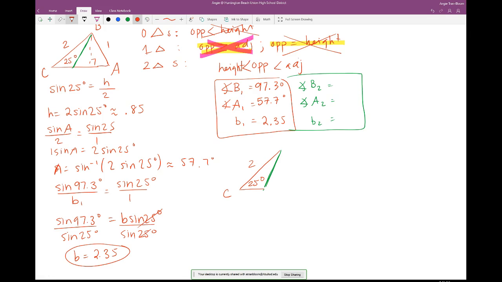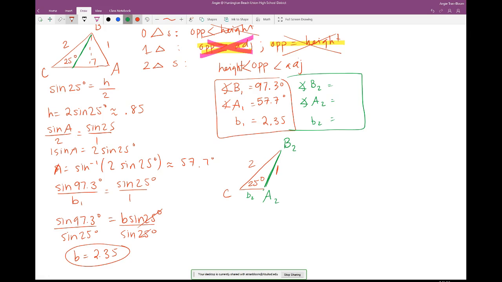Now all of the measurements are going to change except the one leg, the 2 and the 25 degrees. Okay, so now on the top, we're going to call this right here B subscript 2. This is A subscript 2, and then this is leg B subscript 2. Now the 1 unit is still here, right guys? All right. Which one is easiest to find first without using any law? Angle A, right guys?